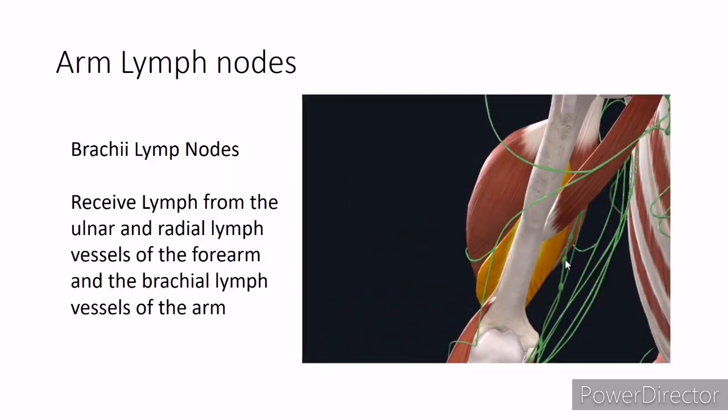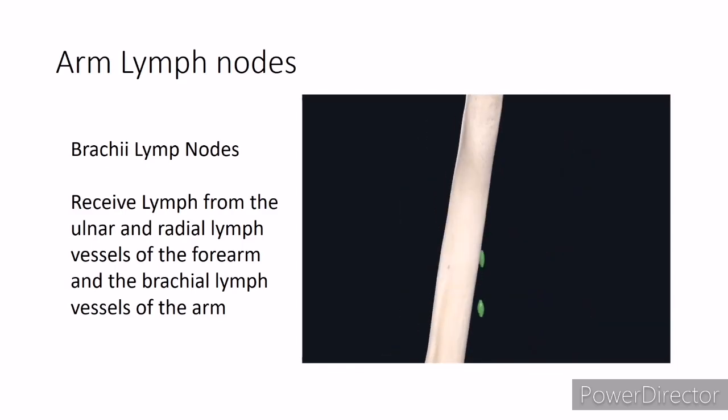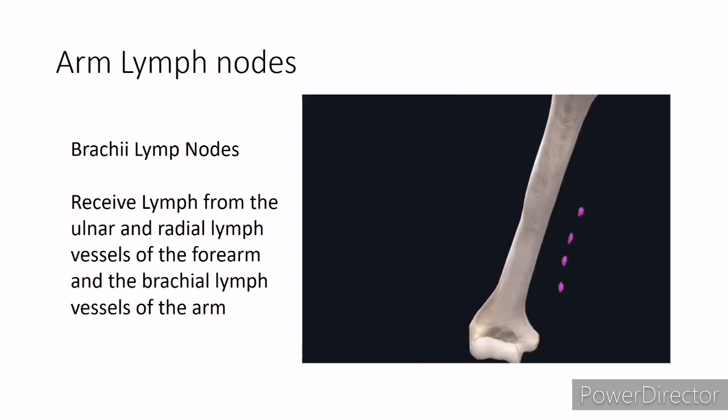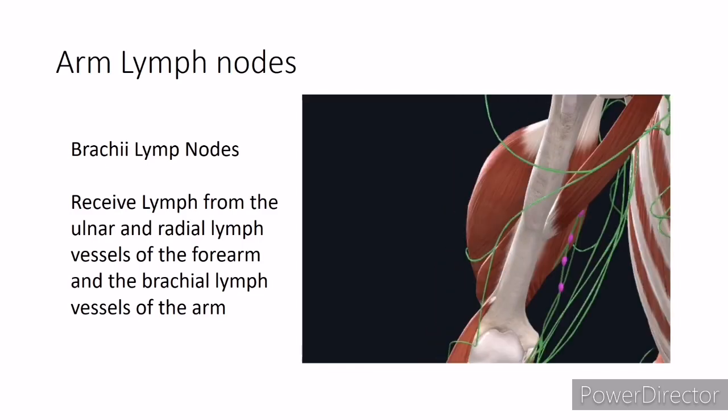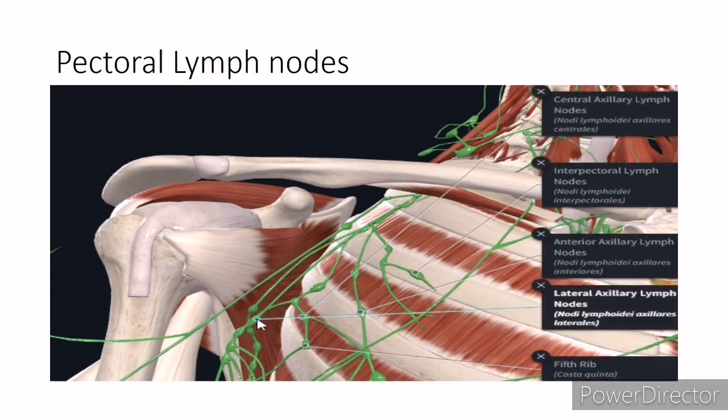So the brachial lymph nodes receive lymph from the ulnar and radial lymph vessels of the forearm and the brachial lymph vessels of the arm. Lastly, we have the pectoral lymph nodes. So be careful when handling mastectomy with patients because you might harm these types of nodes. So illustrated are the different types of nodes found in the pectoral region.